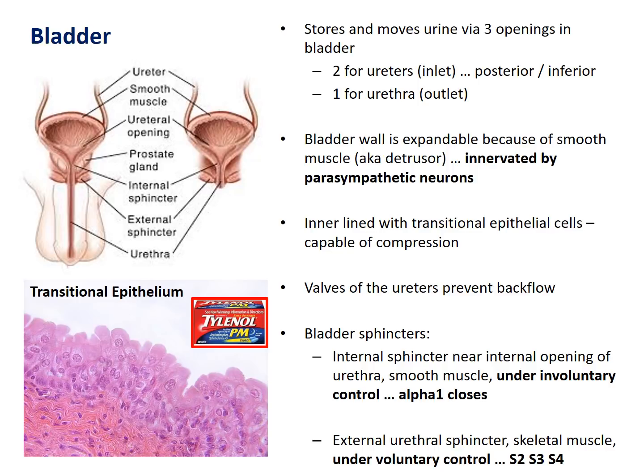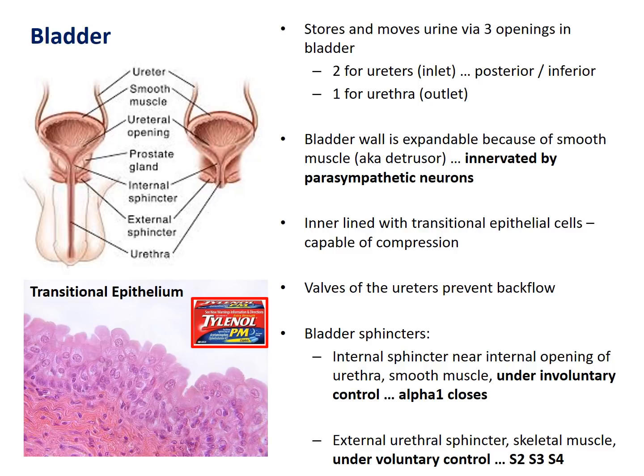The bladder is made up of smooth muscle, making it a very compliant organ, and it's innervated by the parasympathetic nervous system. So when the parasympathetic nervous system is activated, the smooth muscle of the bladder can fire, can contract, and force urine out of the bladder.